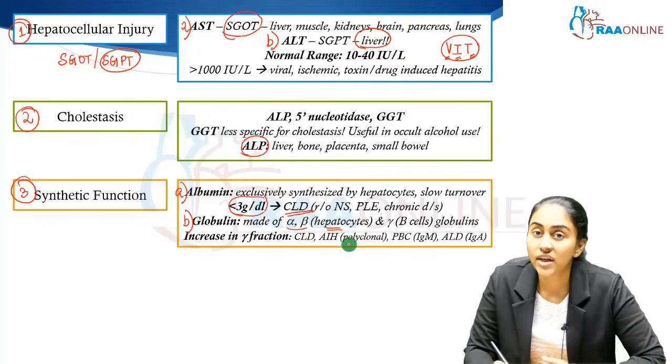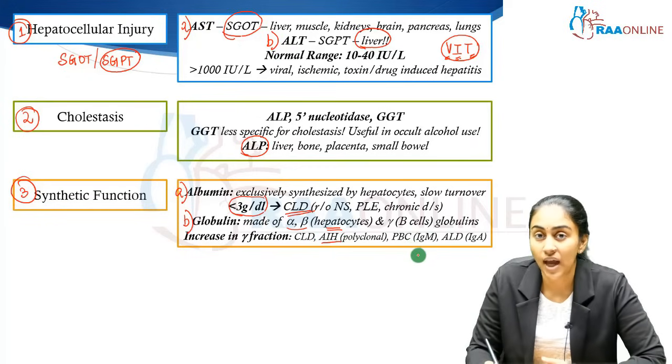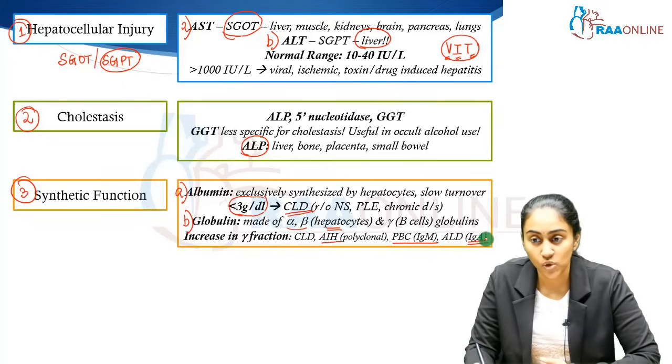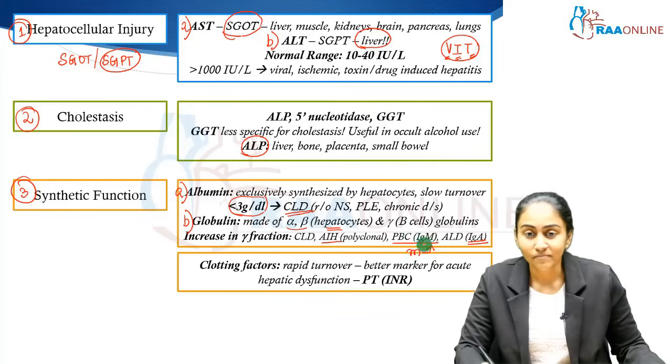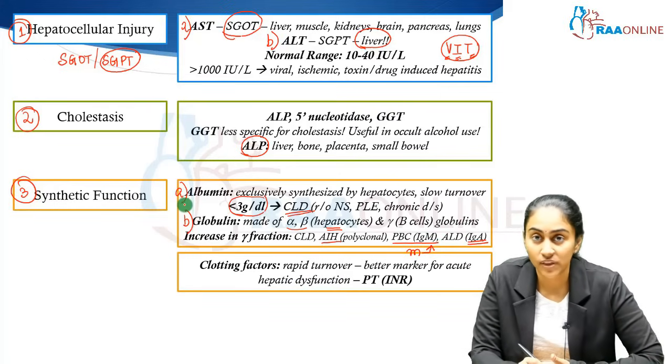For instance, if there is a polyclonal increase in the gamma globulin, that may be seen in autoimmune hepatitis. If there is an isolated increase in IgM alone, that can be seen in patients with primary biliary cirrhosis. And finally, if there is an isolated increase in IgA alone, that can be seen in patients with alcohol-related liver disease. So, A for A. And in primary biliary cirrhosis, the antibody is anti-mitochondrial antibody, right? So, therefore, IgM, M for M. That's how I remember.